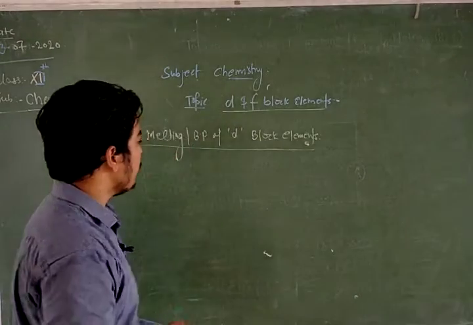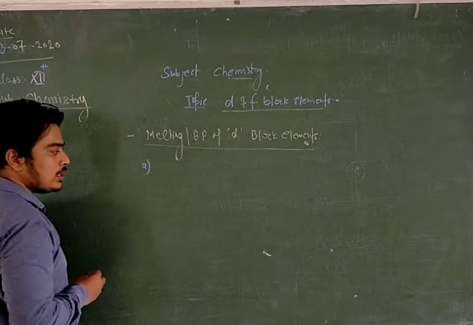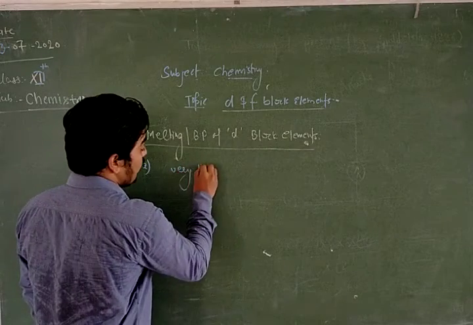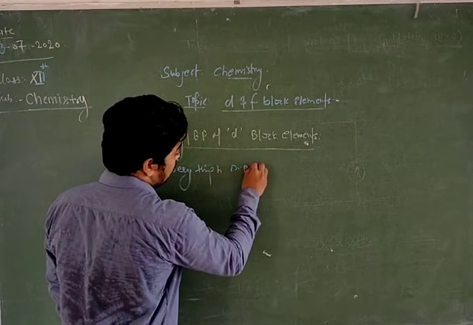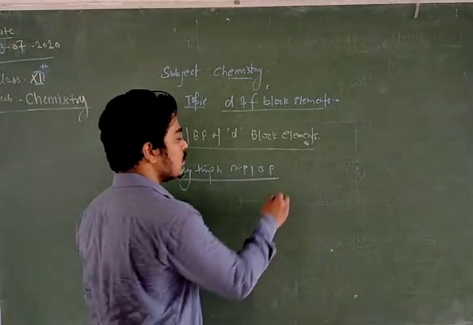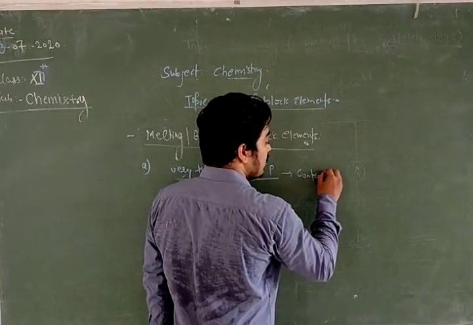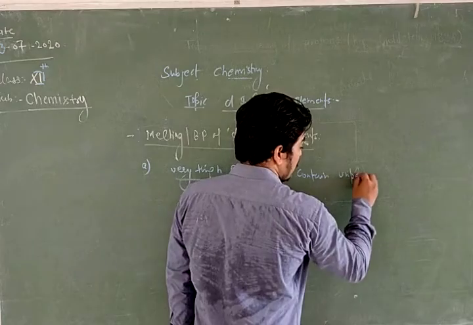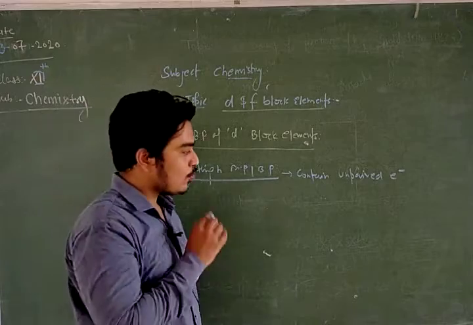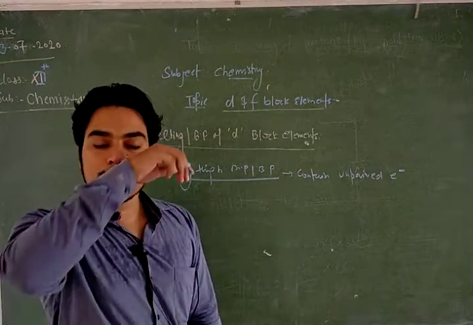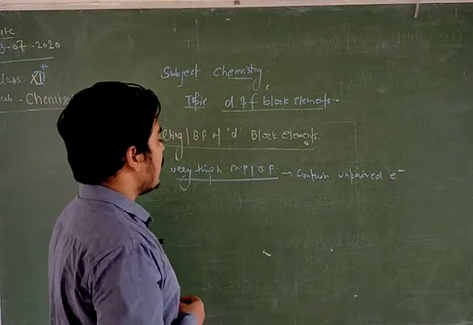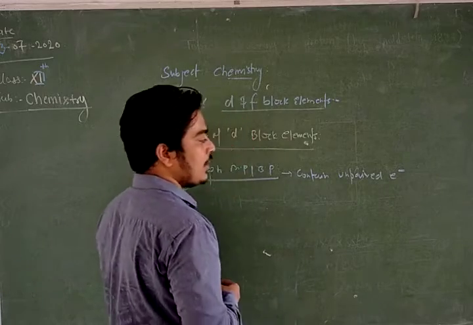So first of all, we should know, point wise, that the D block elements have very high melting points and boiling points. Why do they have very high melting point and boiling point? Because they contain unpaired electrons. I'm trying to discuss these things point wise so that it would be easier to remember. 3D elements have very high melting and boiling point because they contain unpaired electrons.